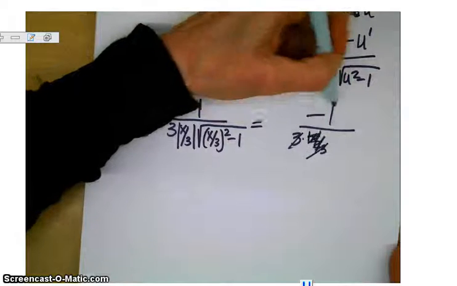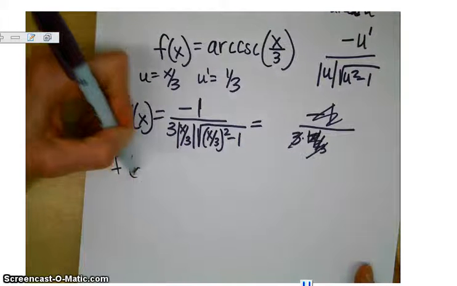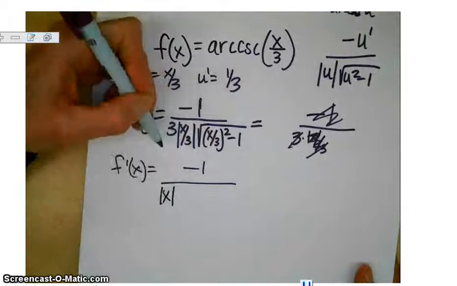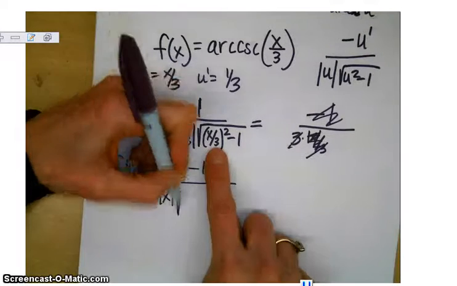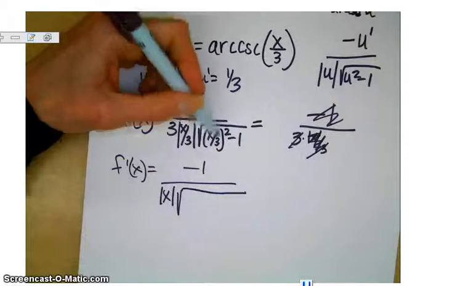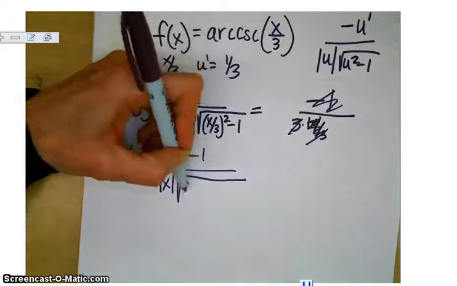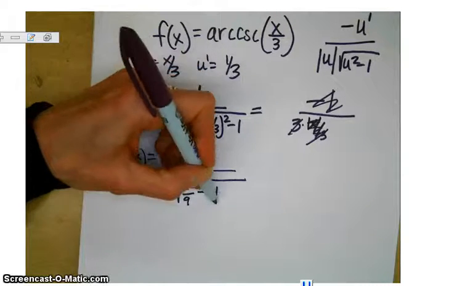So now you've got, I'm going to write this below here, f prime of x. You'll have negative 1 on top, and you'll just have absolute value of x down here. But we still have this. But what's x over 3 quantity squared? X squared over 9 minus 1.